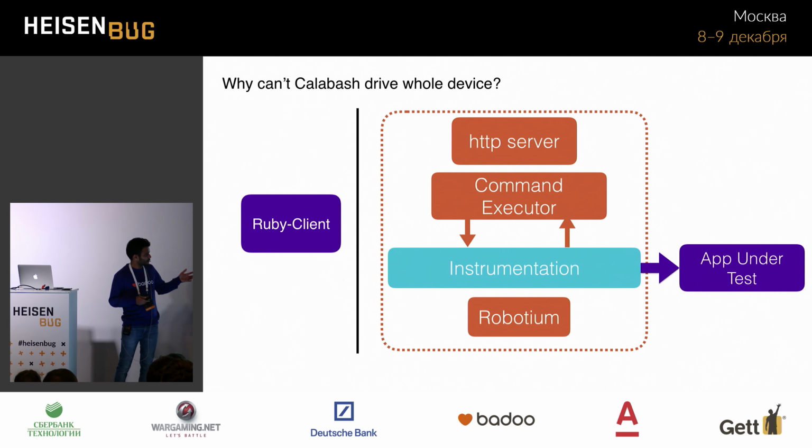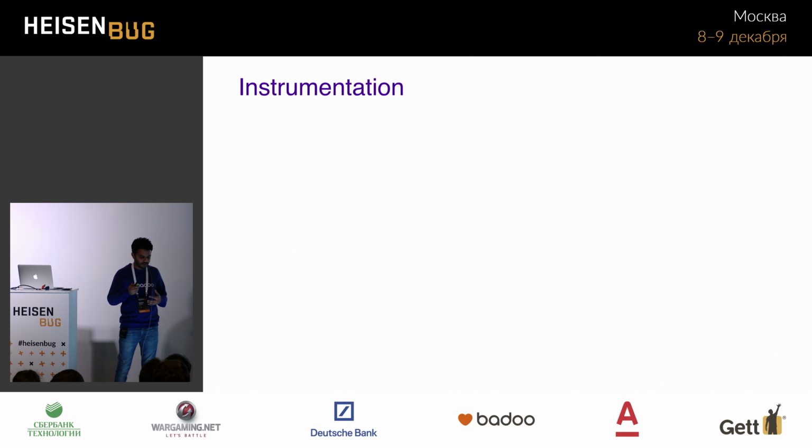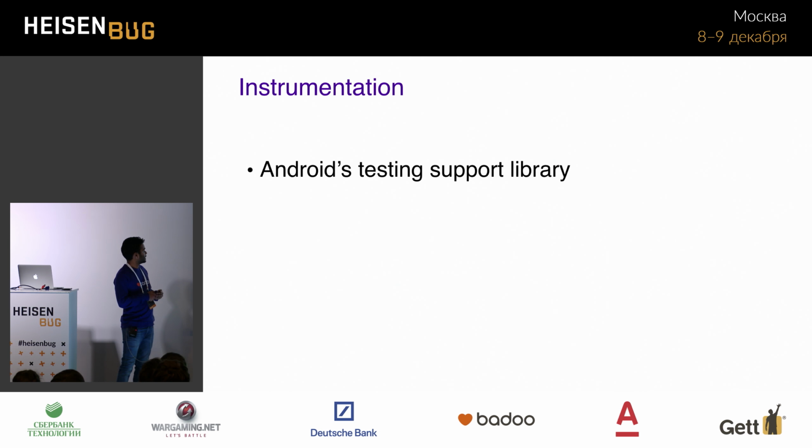Now, this instrumentation is the piece which enables Calabash to drive the user interface and also to do the backdoors to call the application methods, because this knows about the context of the application. This instrumentation is actually Android's testing support library. Many of you raised your hand for Espresso. Espresso, if you know, is also based on instrumentation. So it's one of the popular frameworks these days. Robotium is also based on instrumentation.